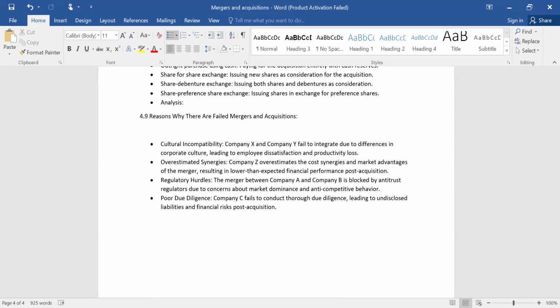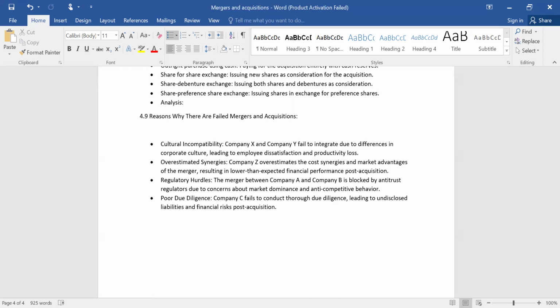So it fails because the company says we have matched, but still we are incurring more expense, and also we are not penetrating the market, so what is the reason for us merging? So you find they withdraw. Another reason is regulatory hurdles.